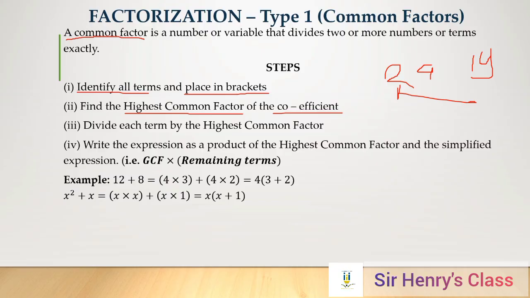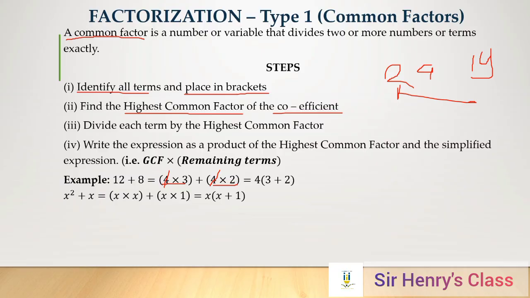A short example here, 12 plus 8. When we look at 12 plus 8, this 12 can be represented as 4 times 3. This 8 can be represented as 4 times 2. When we check these two, there's a common number that is appearing in both. That's 4 and 4. So we factorize 4 out. What is left here is 3 plus what is left here is 2. When you simplify this, you get back to this. 4 times 3 is 12, 4 times 2 is 8.